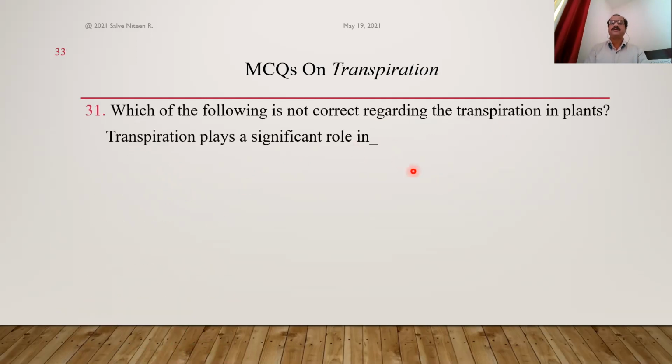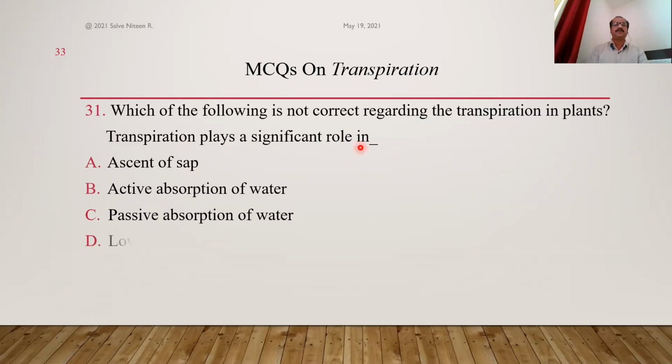Which of the following is not correct regarding transpiration in plants? Transpiration plays a significant role in the process of ascent of sap. That is right. It plays a significant role in passive absorption of water that we studied. Transpiration pull is responsible for the passive method of absorption, and therefore ascent of sap also takes place, and it lowers the temperature of the plant. This is also right. But active absorption of water is not related to transpiration. So B is not correct here. So it is the right answer, B.